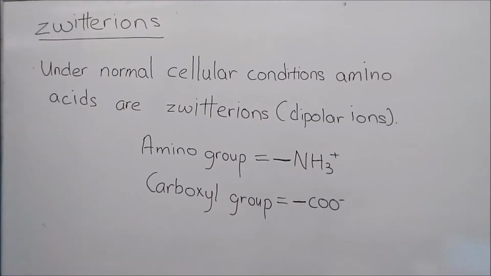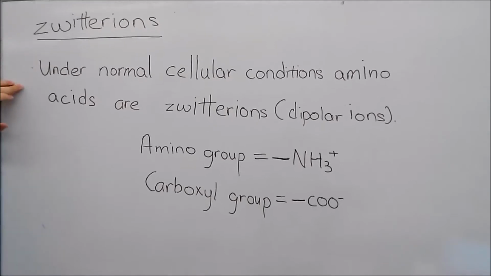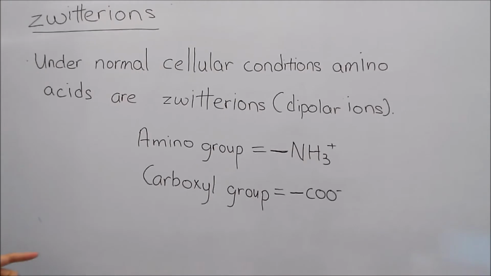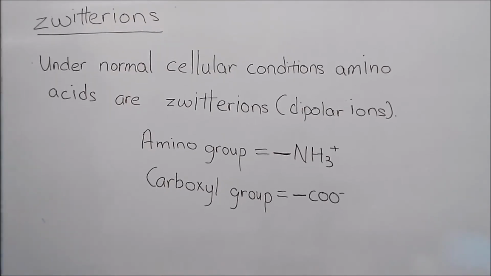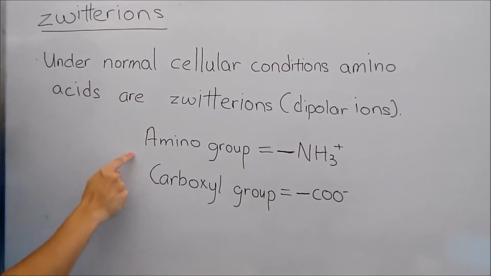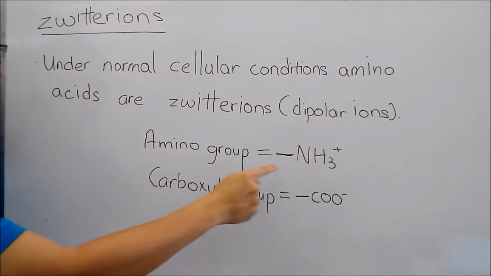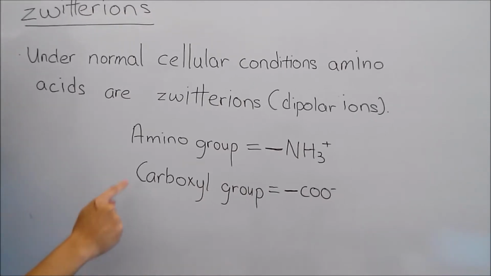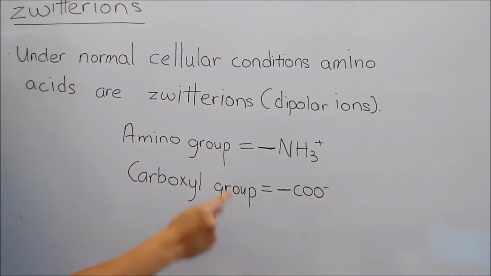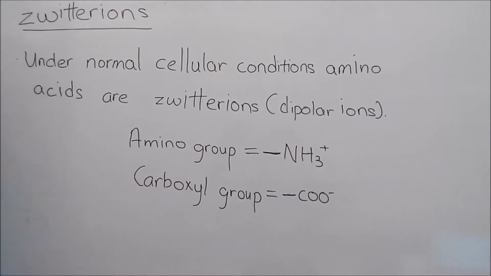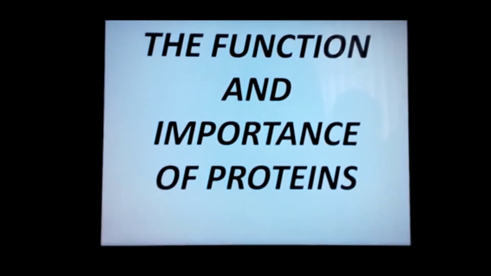Now I'm going to talk about zwitterions. Under normal cellular conditions, amino acids are zwitterions, which are also called dipolar ions. The main reason is they have an amino group, which is NH3 positive, and they also have a carboxyl group, which is COO negative.